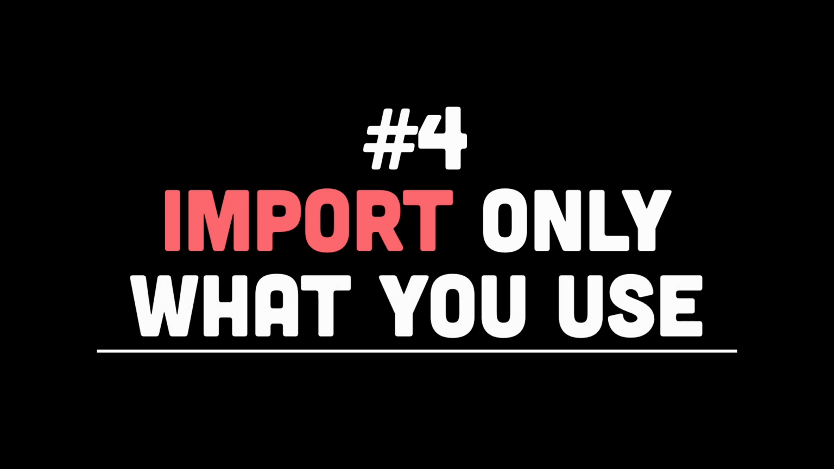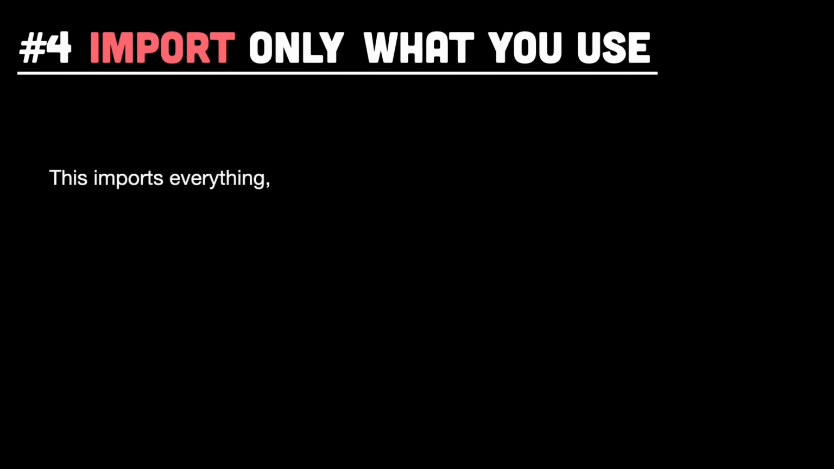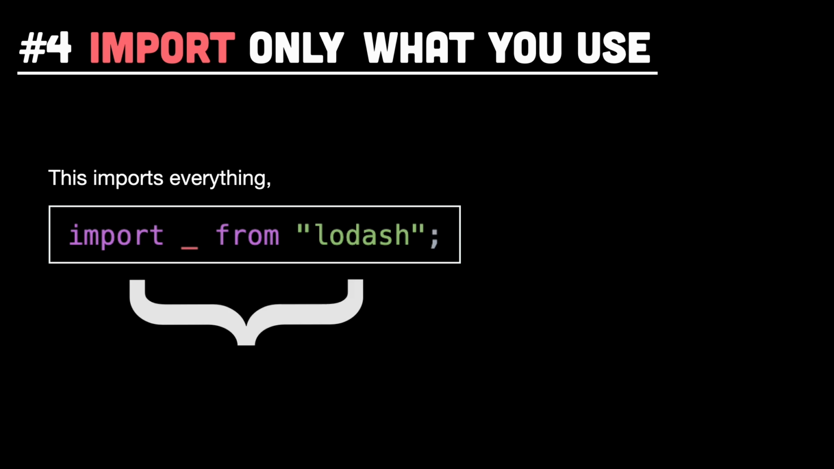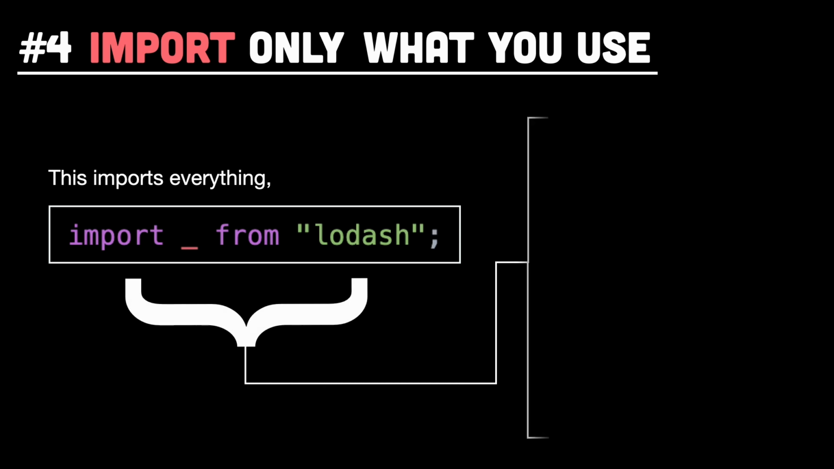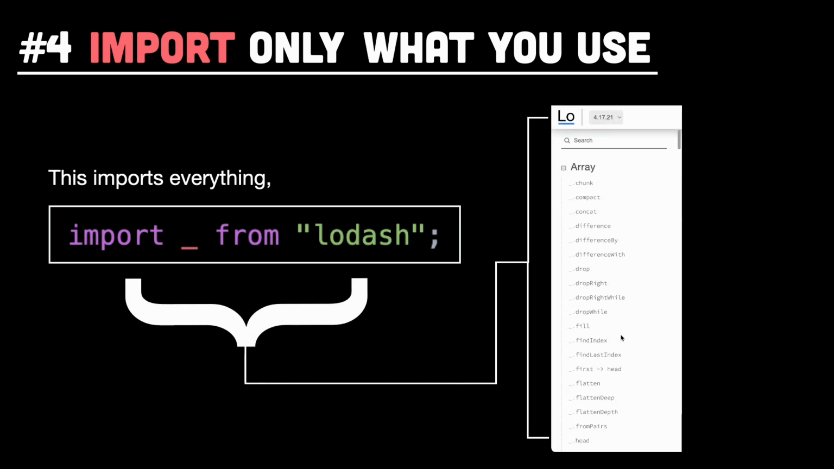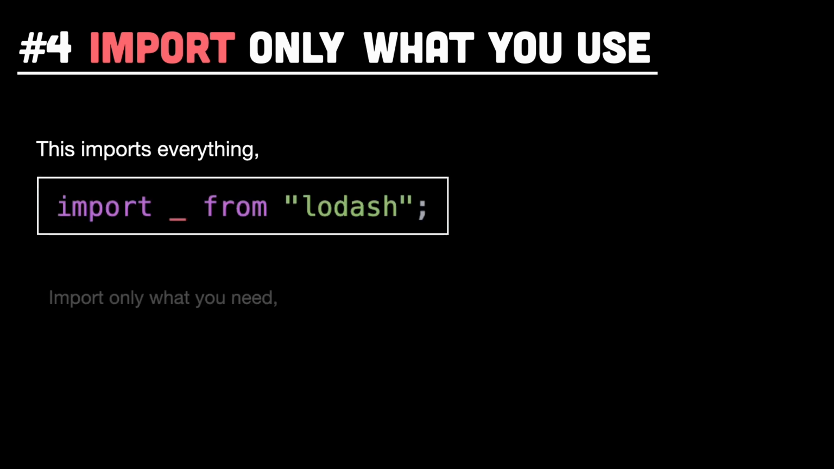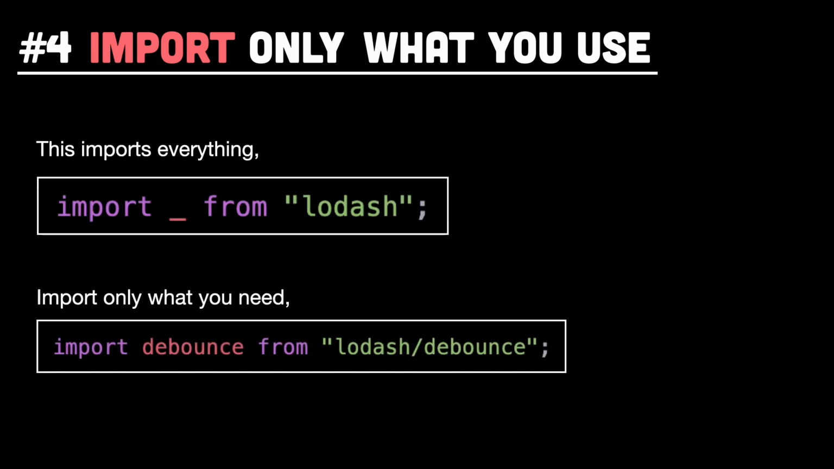Then in number 4, make sure to import only what you use. Don't pull the entire library. This is one of the most common mistakes. When you import everything, it looks something like this. Here you are importing all the functions from the Lodash library, most of which you wouldn't require. Instead, you could simply import only what you need by doing this. When you import the full library, the bundler assumes you might use all of it. But when you import specific functions, the bundler knows exactly what to include and what to drop. This will also reduce your overall bundle size.